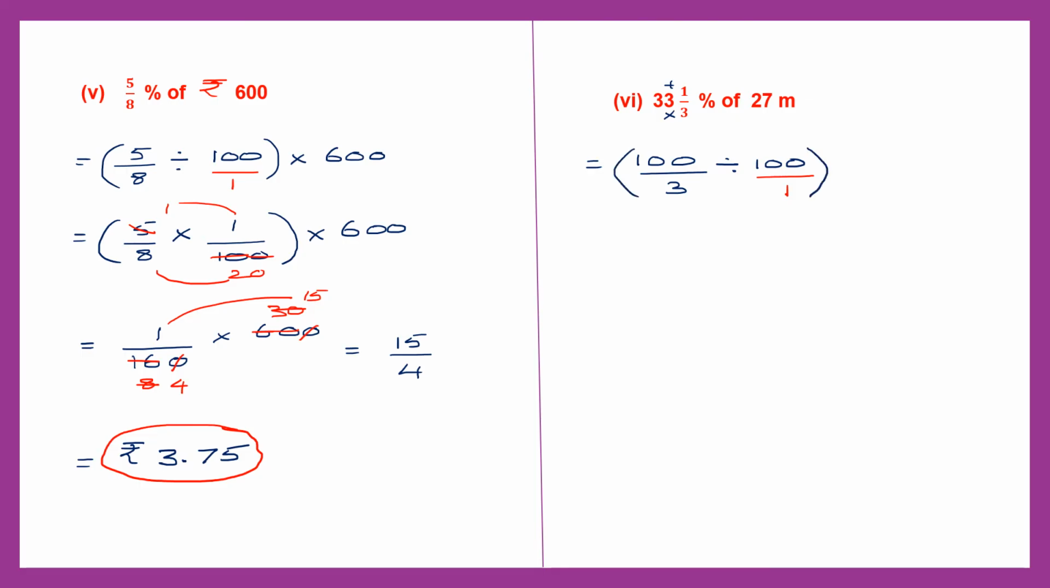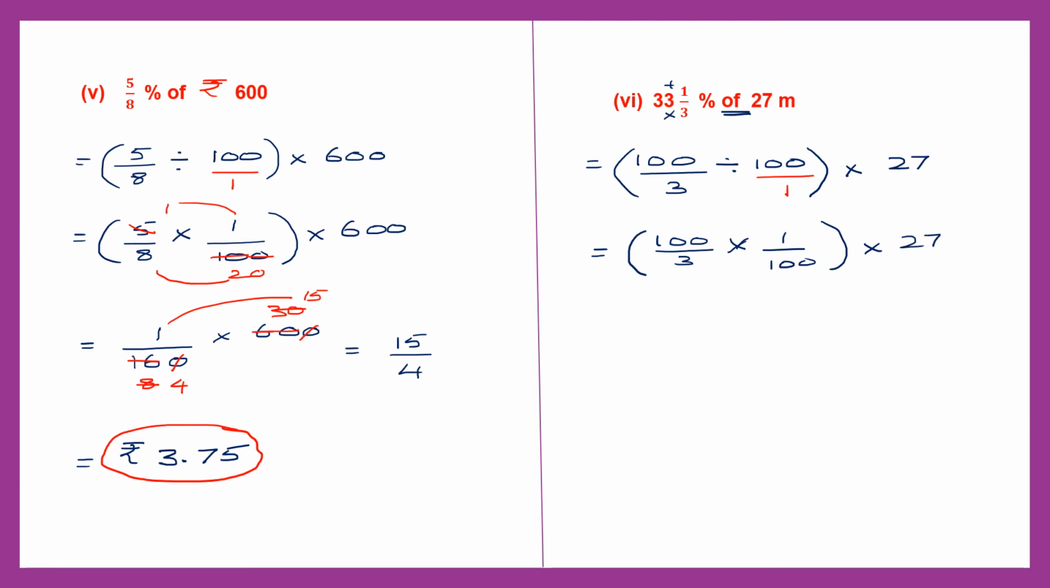So this much we got. Now let's go to of. Of means into, and then we have 27 meters. We write 27. Now let's work out what's within brackets. So let's keep the brackets. So that's 100 by 3. Division, it becomes multiplication. 100 by 1 becomes 1 by 100. Close the brackets into 27.